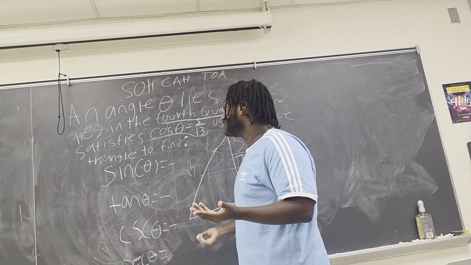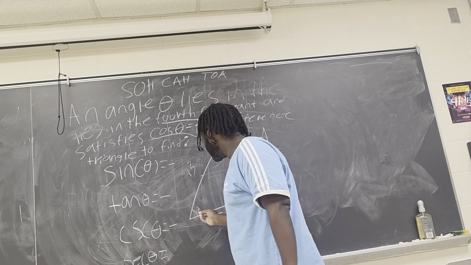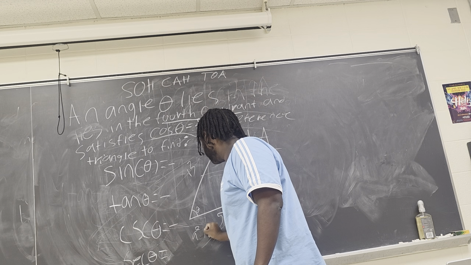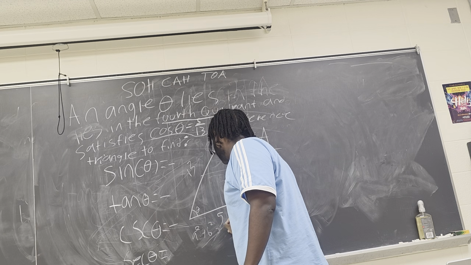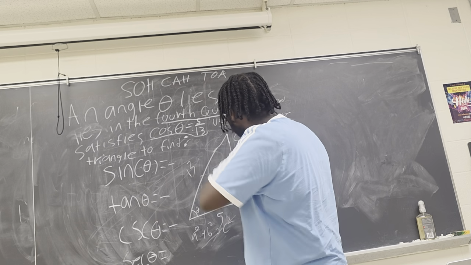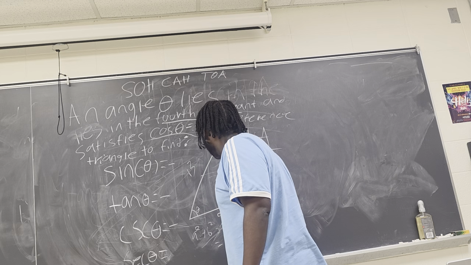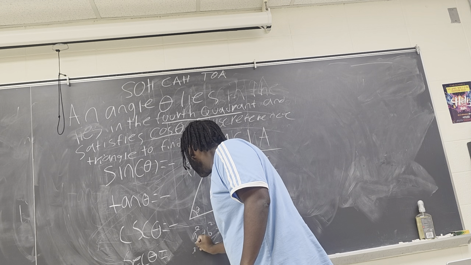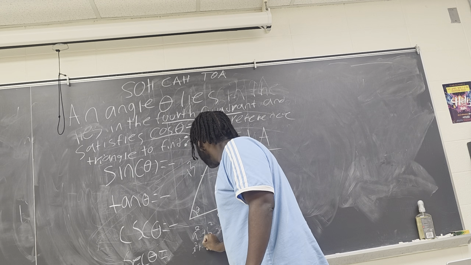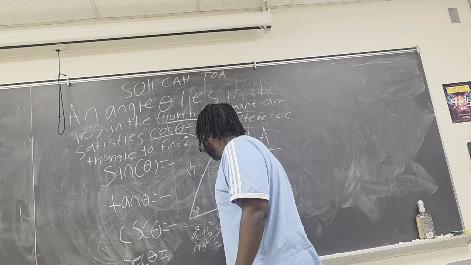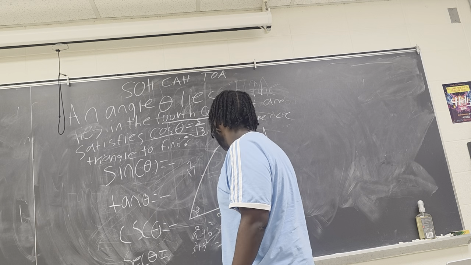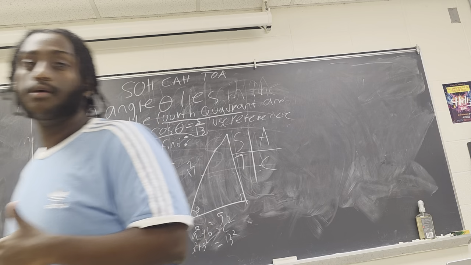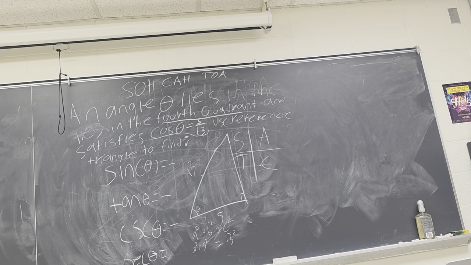And this is where the Pythagorean theorem comes in, which is a squared plus b squared equals c squared. In this case, it's going to be a squared plus 5 squared equals 13 squared.